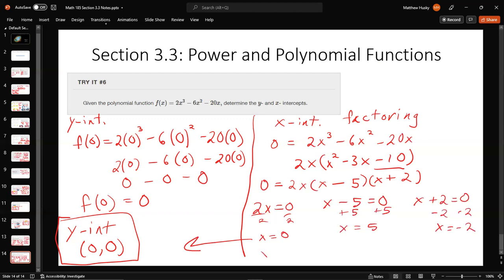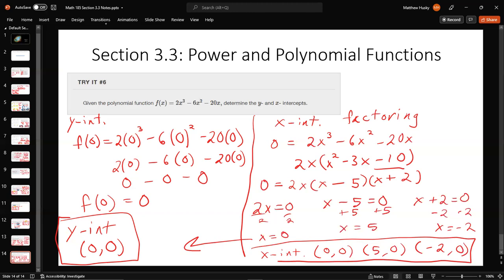So the x-intercepts, there are 3 of them. You're going to have (0, 0), (5, 0), and (negative 2, 0). And when you solve for an x-intercept, you solve for an x. So the 3 numbers we found are the x values. And by default, the y's are all going to be 0 because that's what we're trying to find, is where the y value is 0. That's kind of what it means when they ask for an x-intercept in the first place.